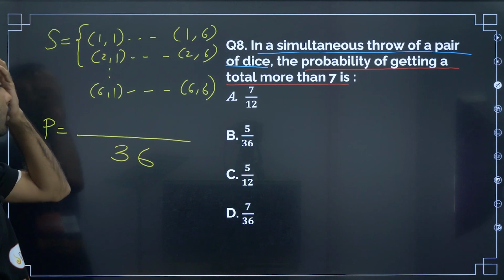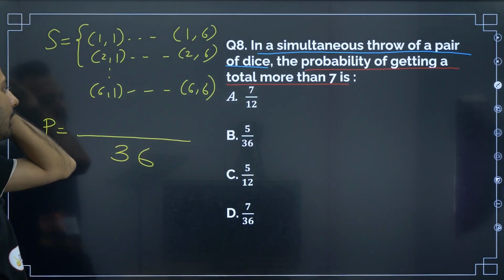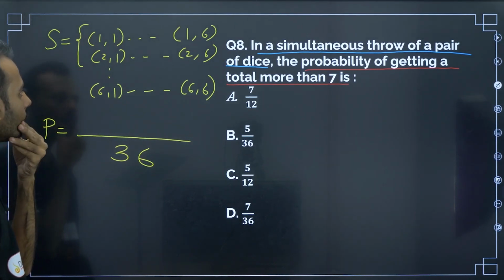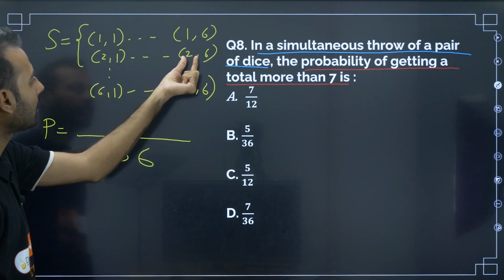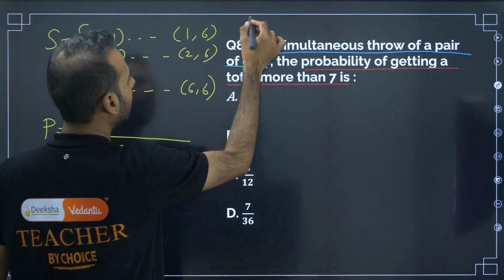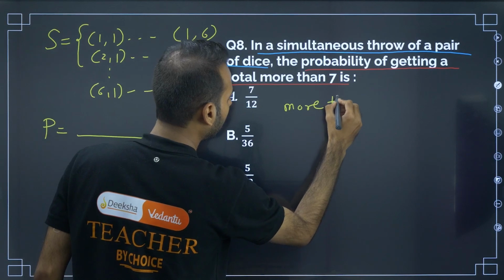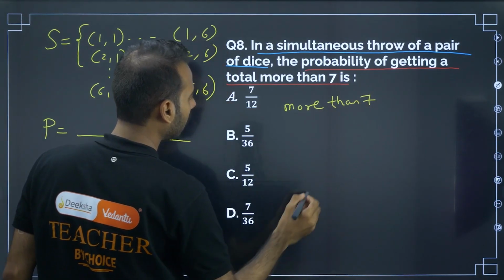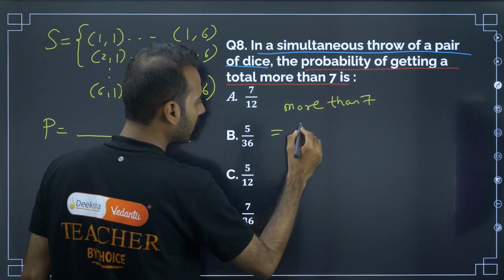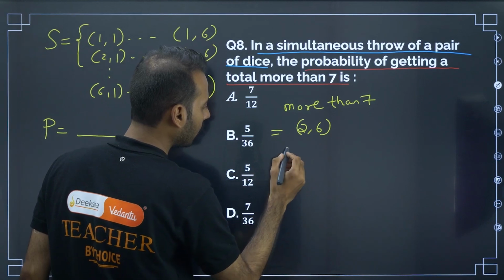More than 7. Total more than 7 means here only one possibility is there. So more than 7, how many possibilities are there? 2 comma 6. This is one possibility.